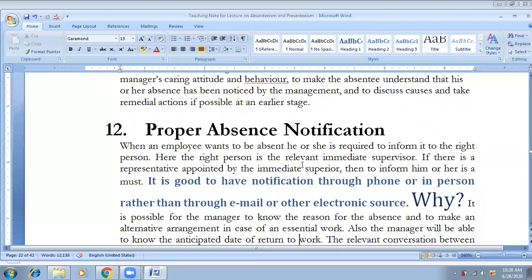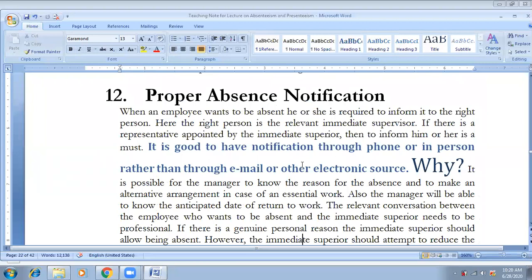Right. Proper absence notification, that is another strategy. It is good to have notification. It is essential before taking leave or absence. Also, this notification has to be through phone or in person, rather than through email or other electronic sources. Why? The answer is here. It is possible for the manager to know the reasons for absence and to make an alternative arrangement in case of essential work.